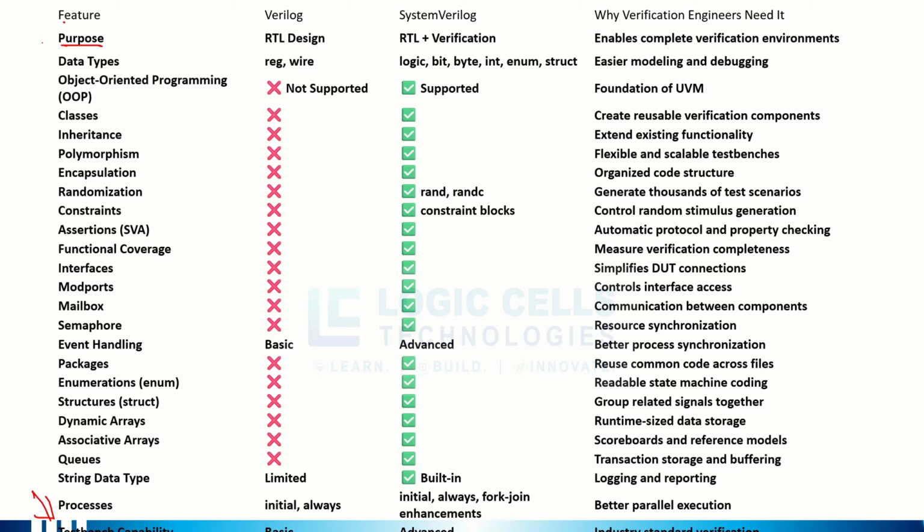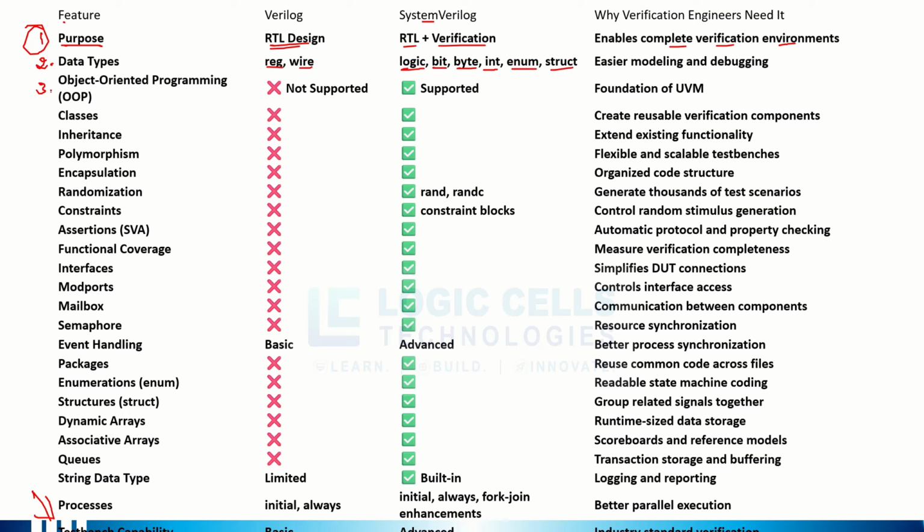The purpose of using Verilog is for RTL design. SystemVerilog is for RTL design and also for verification. This enables complete verification environments. Then the second one is data types. We have only reg and wire here. You know how many data types in SystemVerilog? We have logic, bit, byte, int, enum, struct, everything.